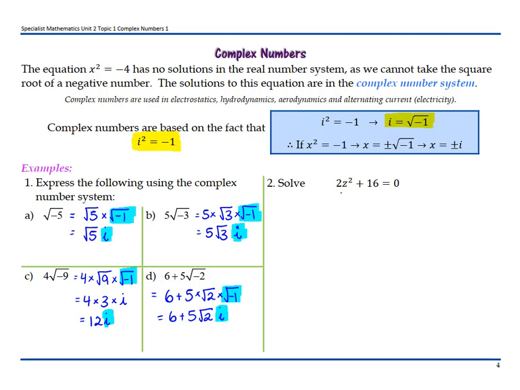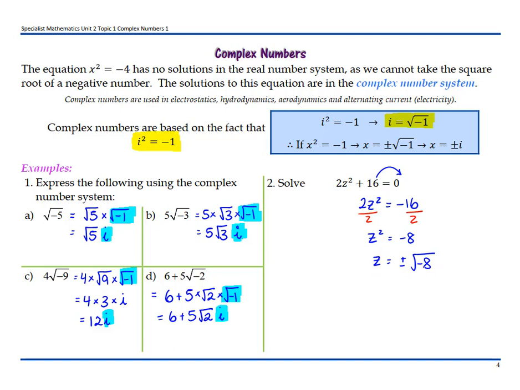Next one says solve 2z squared plus 16 equals 8. I'm going to take the 16 over to the other side and make it -16. So now to get rid of that 2, I divide both sides by 2. So I've got z squared equals -8. So my z is going to be plus or minus the square root of -8. Remember the plus or minus whenever you have an even power.